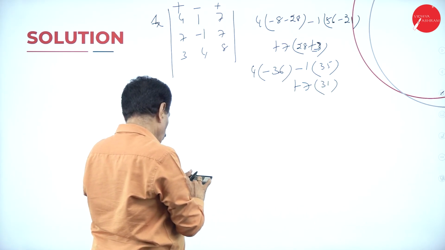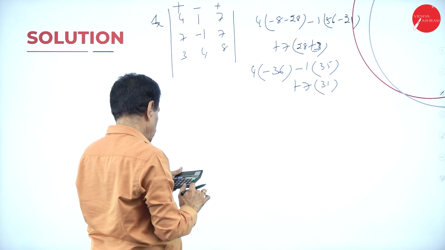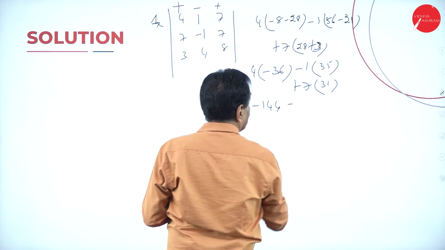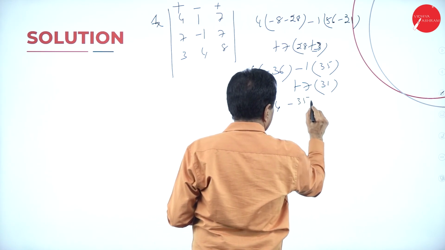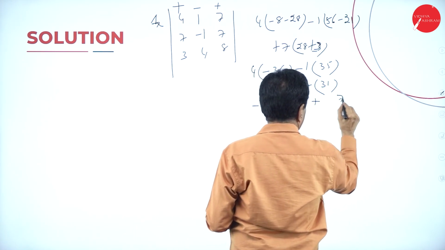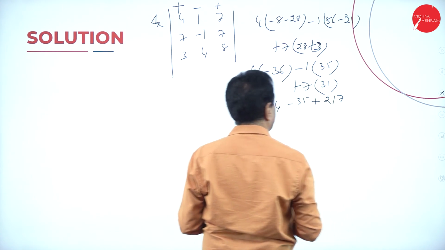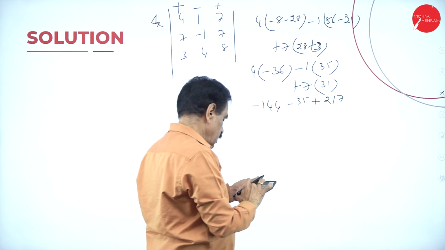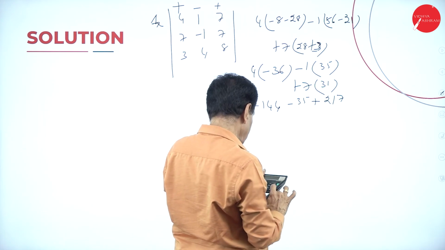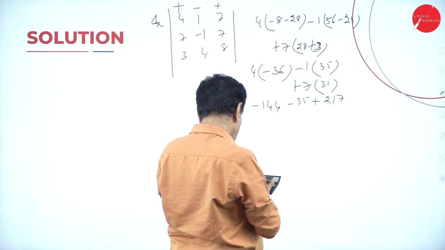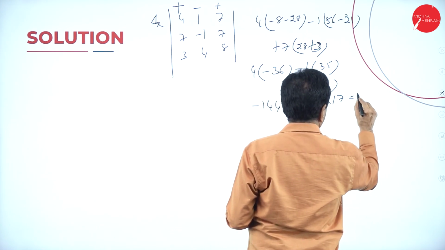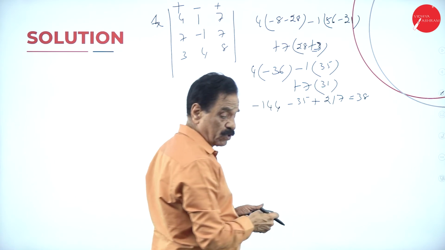36 into 4, 144, minus 35, 217. So 217 minus 35 minus 144, 38. We'll go slow now.